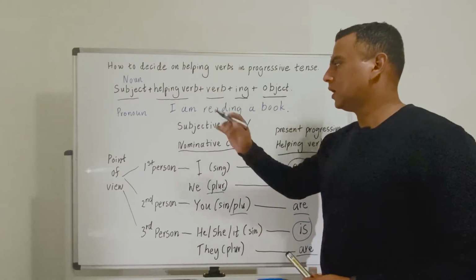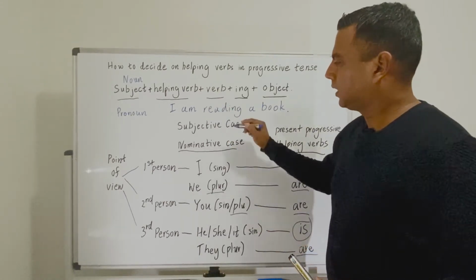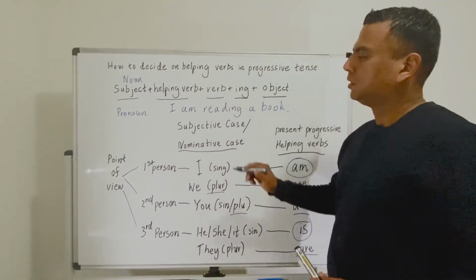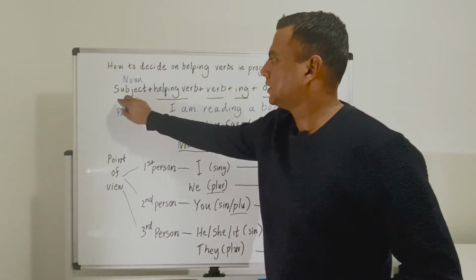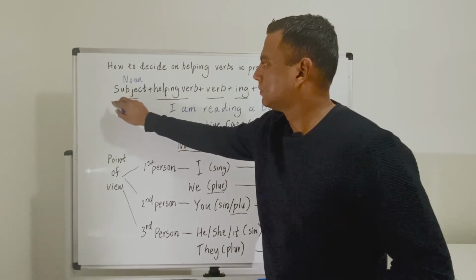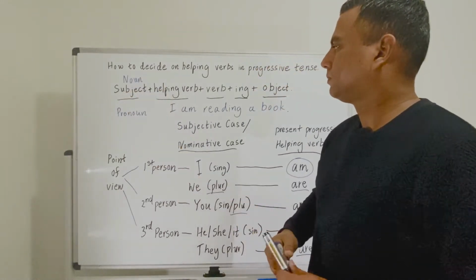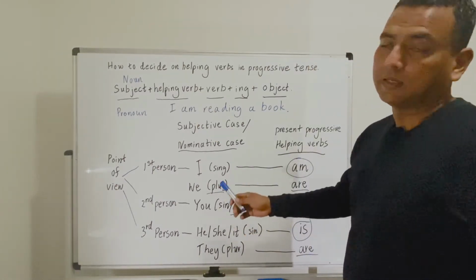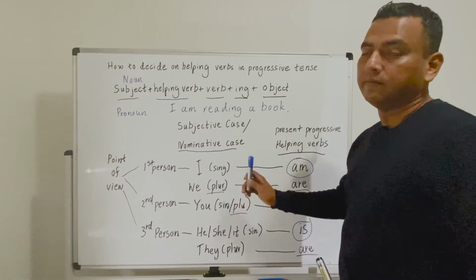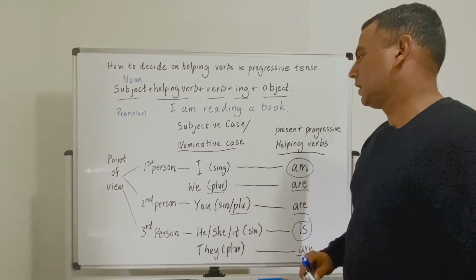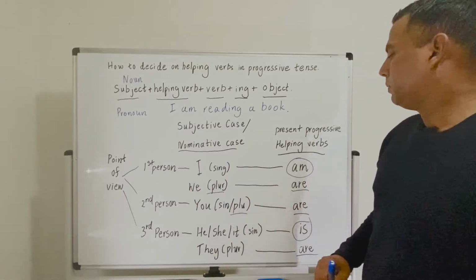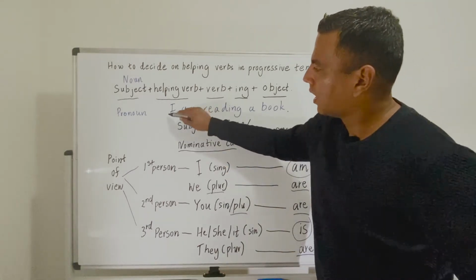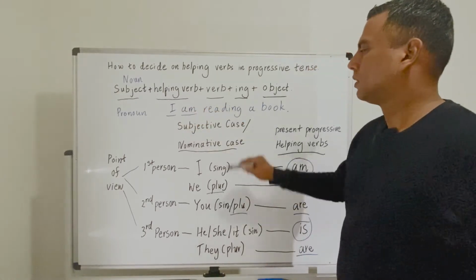When you say I am reading a book, so we have the subject as I, okay, and then helping verb. So I said in present progressive, whenever we use the I as the subject, the helping verb would be am. So we have that, I am.